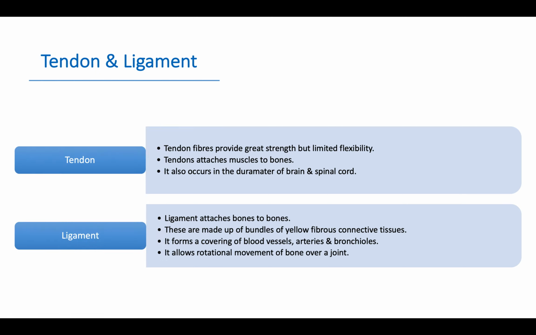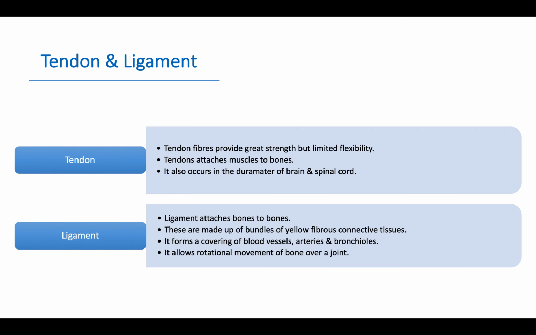Tendon and ligament. Tendons are fiber-like structures. Tendon fibers provide great strength but limited flexibility. Tendons attach muscles to bones. It also occurs in the dura mater of the brain and spinal cord.